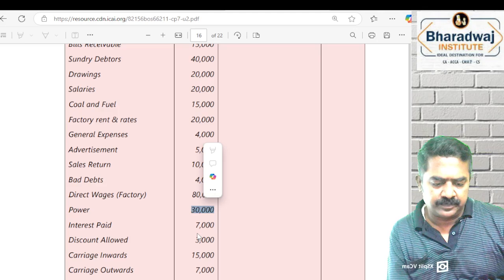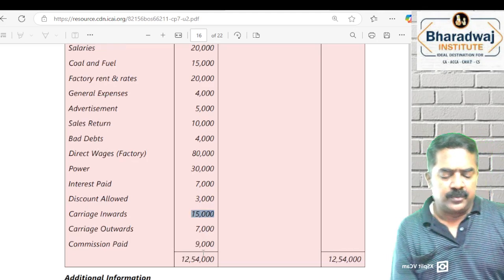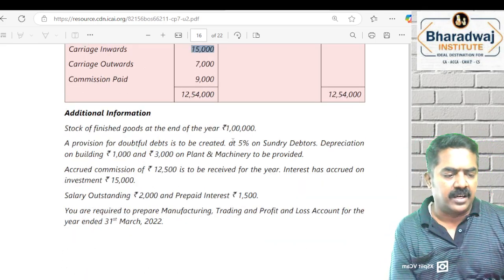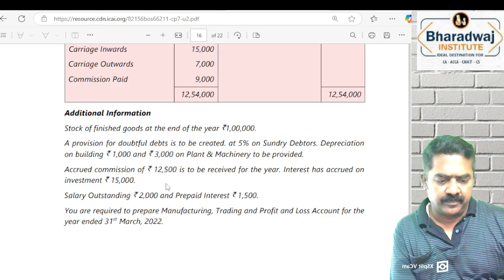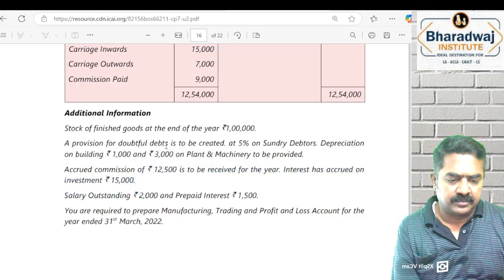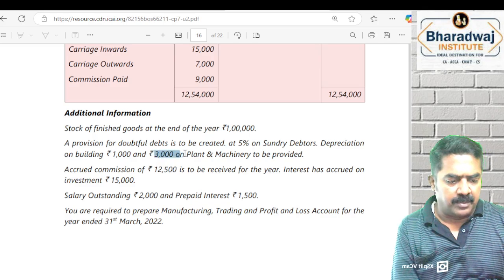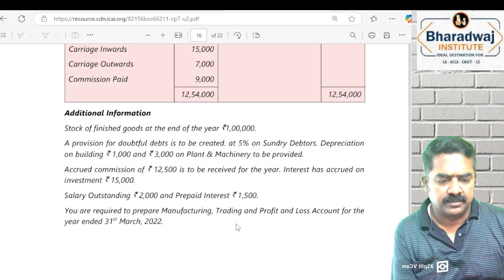Then carriage inwards, of course, purchase உடன் add பண்ணிருப்பீங்க. Factory rent you would have added, and outstanding rent also. The commission எல்லாம் P&L accountல் வந்துடும். Depreciation on plant and machinery 3000 will come in manufacturing account.